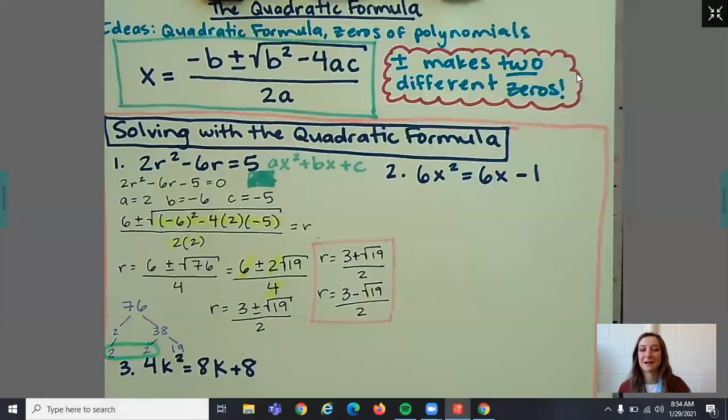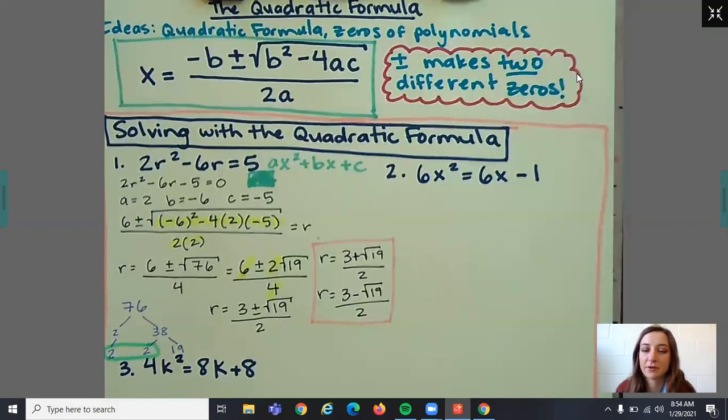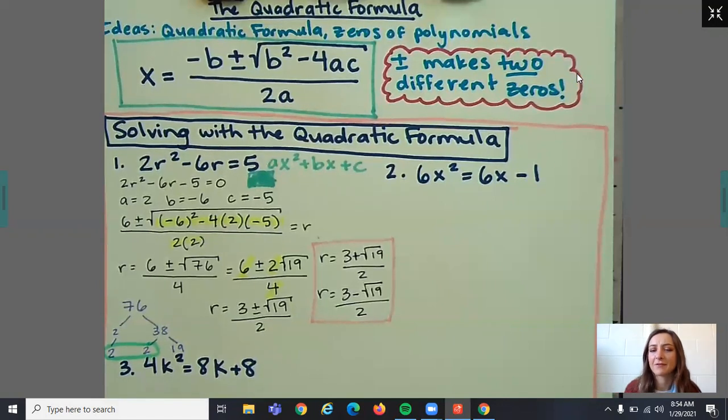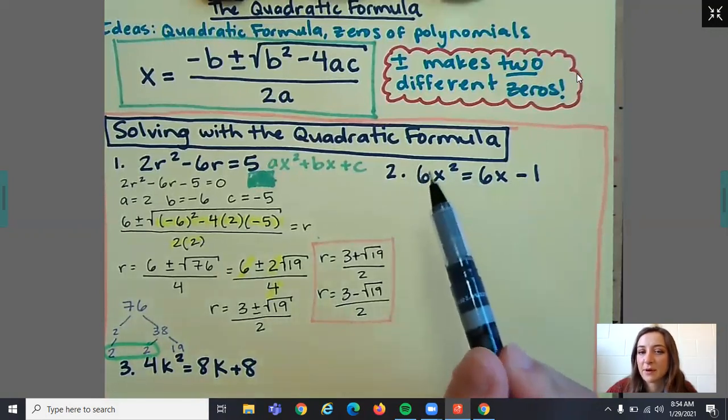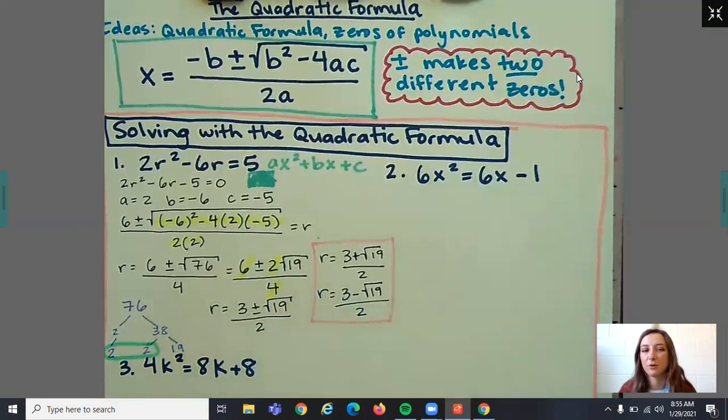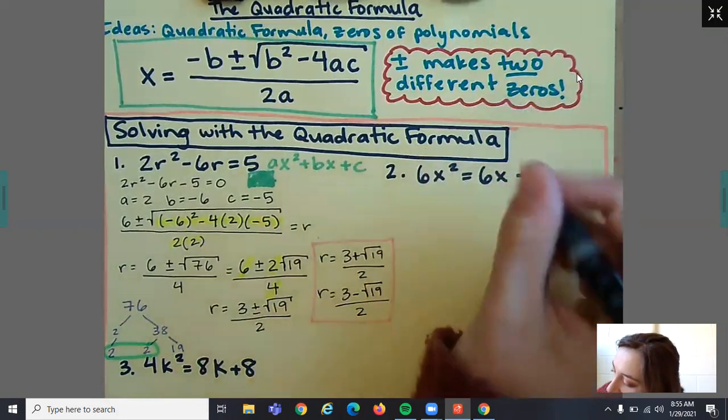Okay, so as promised, I'm going to also work out the second example. And notice that this is not equal to 0 at the very beginning. So I'm just going to take everything to the left-hand side. We can take it to the right-hand side, but it's best if this number is positive. It just makes it a little bit easier in the problem-solving process.